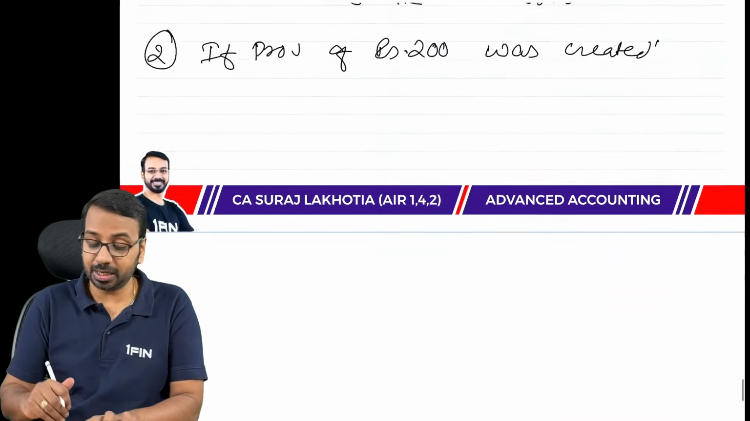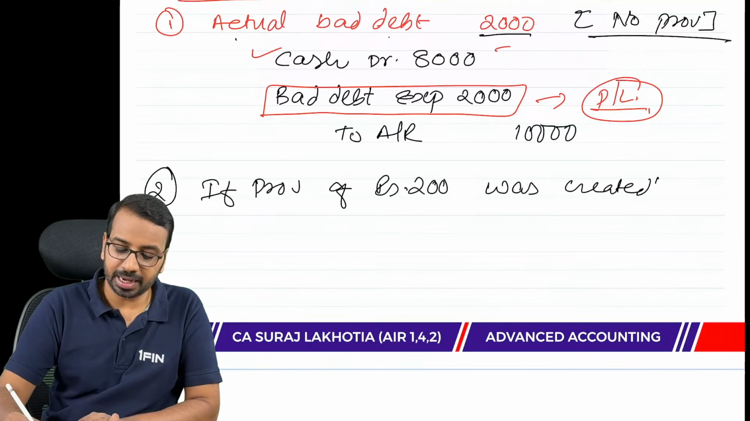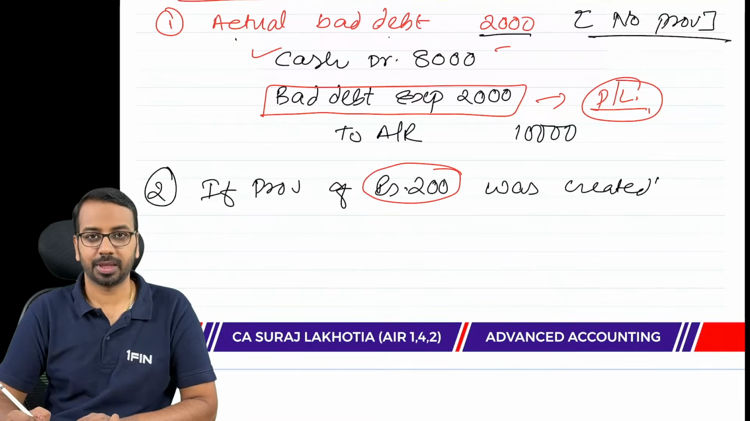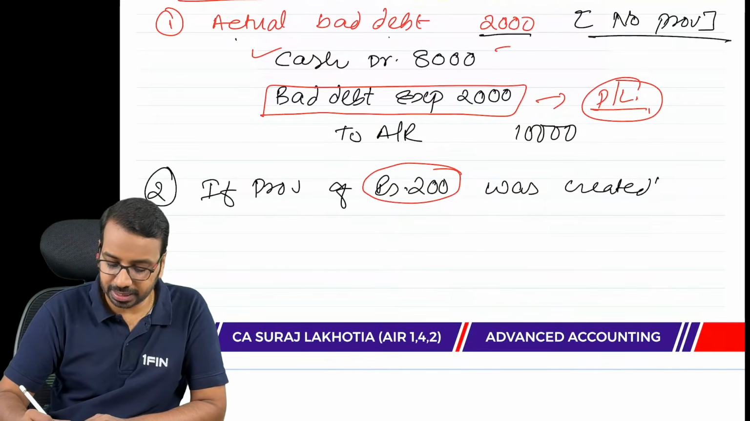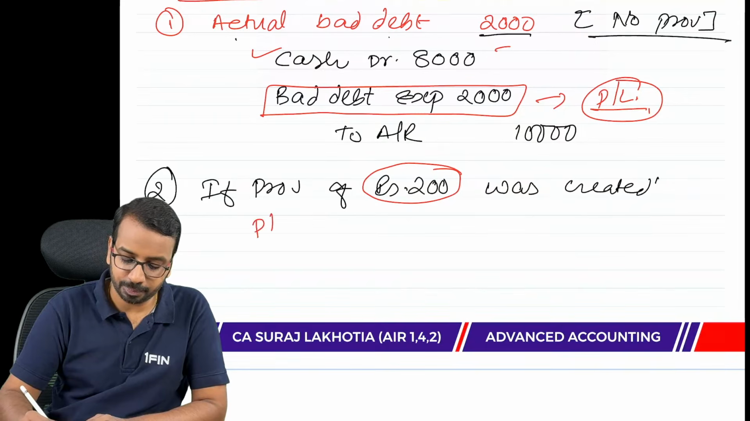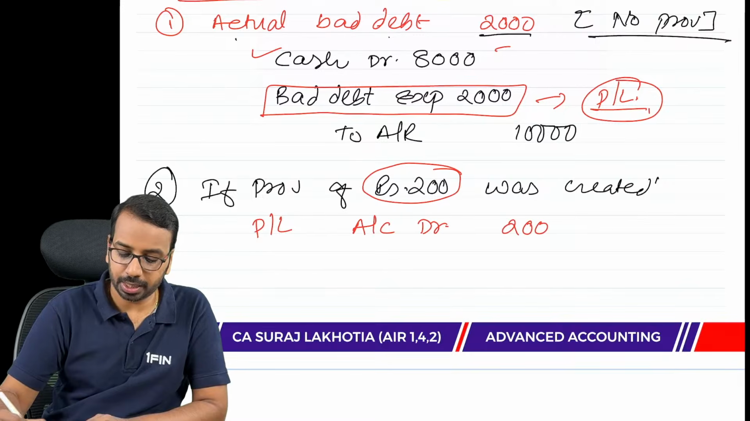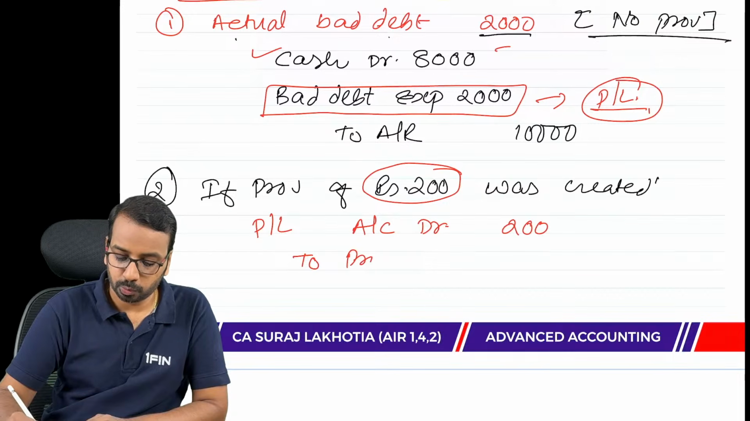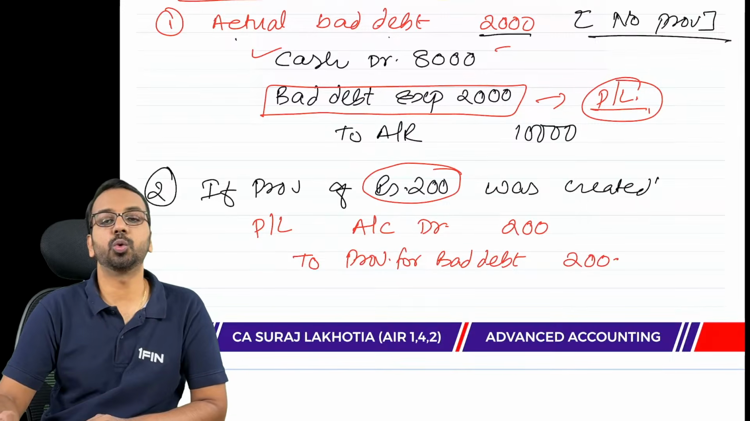Now, when we create a provision, what are we doing? We are saying that we are expecting 200 of loss. So what do we do? We create the provision by debiting the P&L account, debit 200 to provision for bad debt 200. Okay.